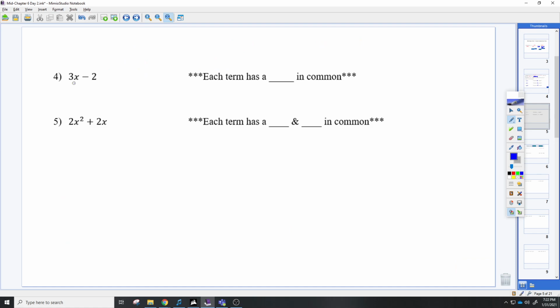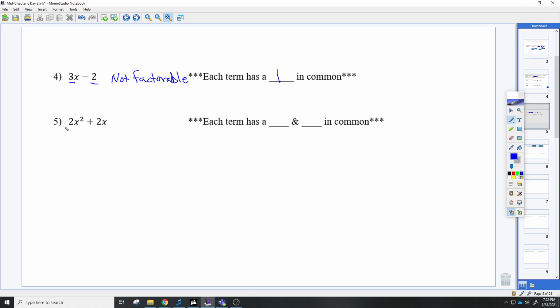How about number 4? 3x minus 2. So variables, there's only one x, so you can't take out a variable. And with 3 and 2, there is nothing in common. So you could say there's 1 in common, but if this ever happens, you cannot factor it. So we call this not factorable. And so that may happen. You get a problem that you cannot do anything with as far as factoring it.